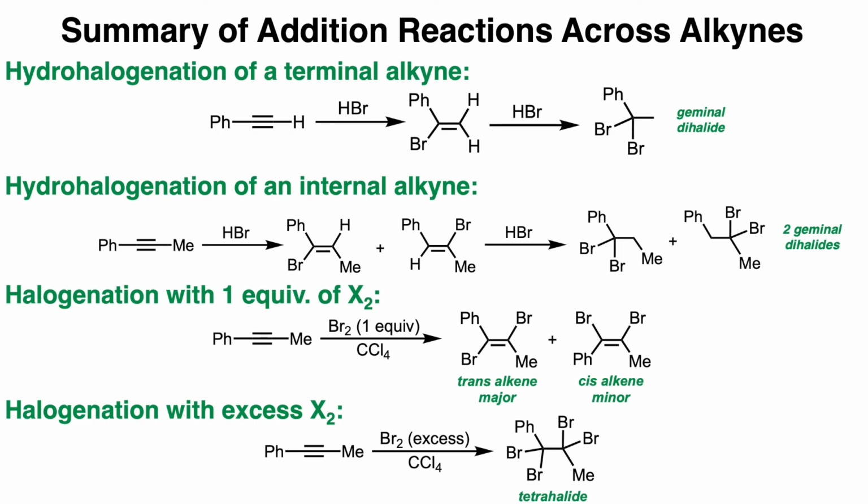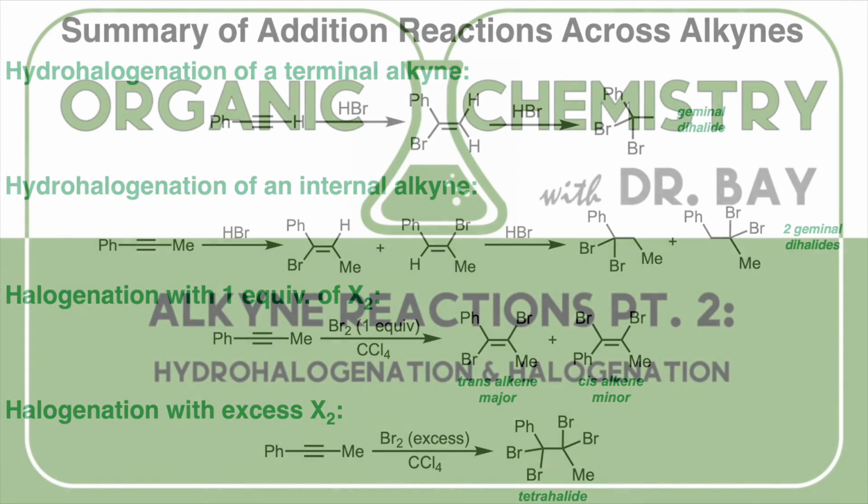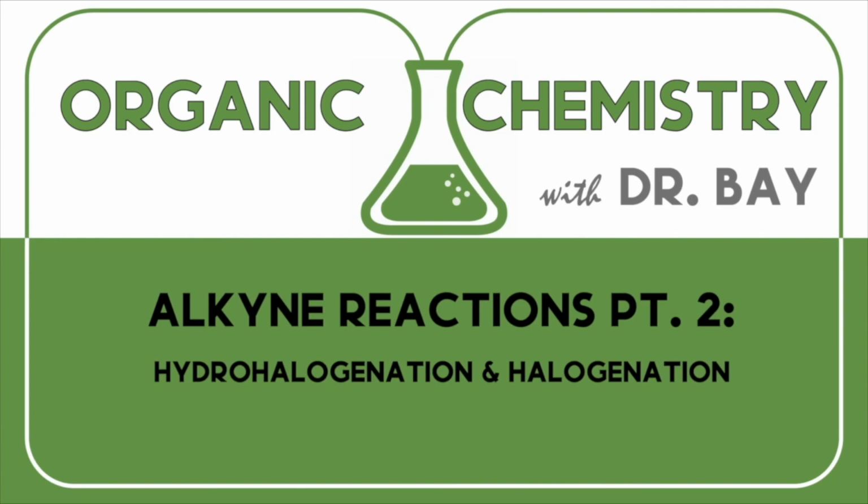So in summary, today you learned about addition reactions across alkynes. Hydrohalogenation of a terminal alkyne adds HBr twice to form one geminal dihalide. Hydrohalogenation of an internal alkyne adds HBr twice to form two geminal dihalides. Halogenation with one equivalent of X2 in CCl4 forms both the trans and cis alkene, but the trans alkene is the major product. And lastly, halogenation with excess X2 in CCl4 forms a tetrahalide.